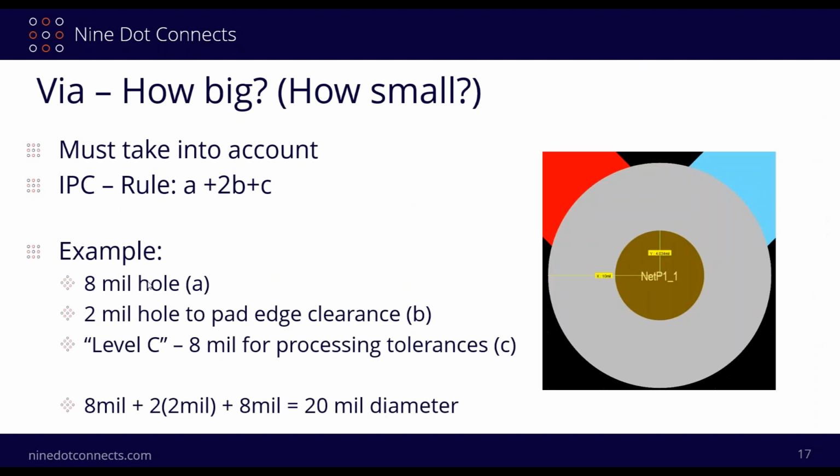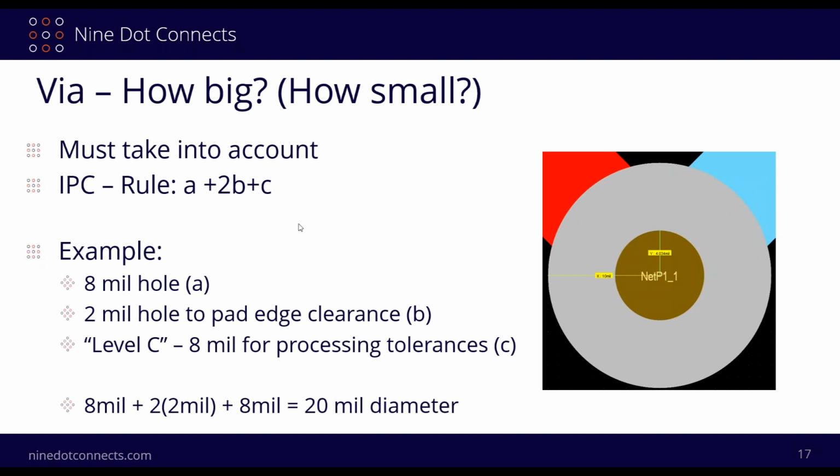So here's our example. I'm going to take an example of an 8 mil hole. I want about 2 mils pad clearance edge, and I want to use what's called a level C, meaning that I'm only going to allow for 8 mils of fabrication tolerances to take into account. If I did a Class A, I think that's about 16 mils. But here I'm going to use the 8 mil one. I've got to be perfectly honest with you, I think that fabricators can easily do better than 8 mils for the most part anyway. But just to keep this conservative, I'm going to add this all together so I have a 20 mil diameter annular ring.